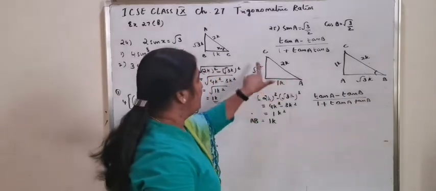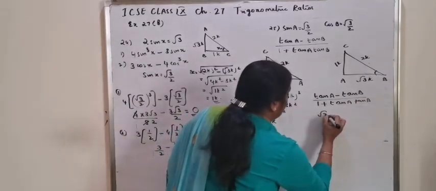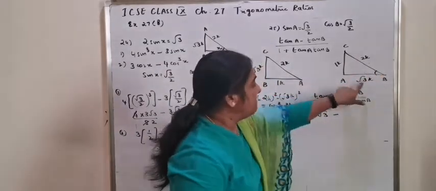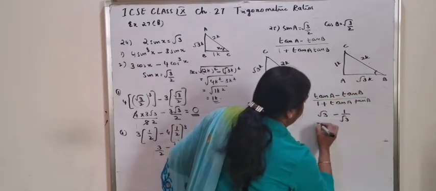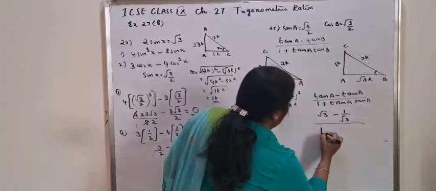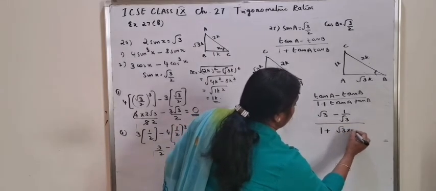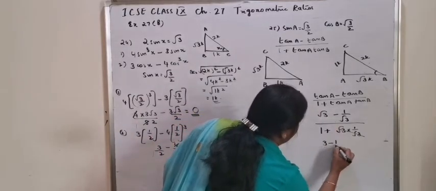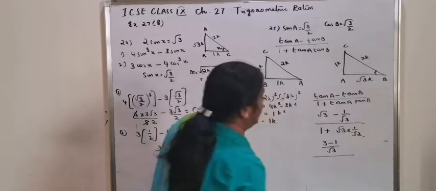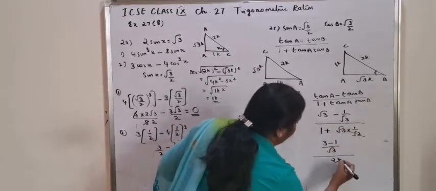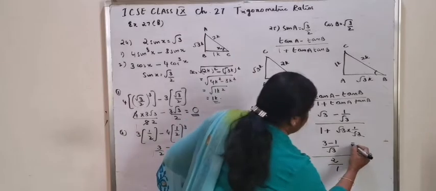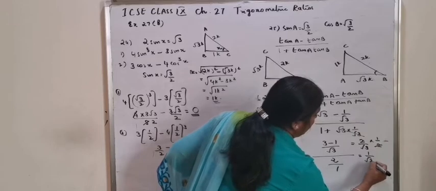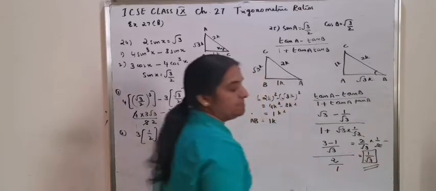Tan A value will be root 3 by 1, or root 3, minus tan B. Tan B will be 1 by root 3, divided by 1 plus tan A tan B. Root 3 into 1 by root 3, this gets cancelled, or by LCM, 3 minus 1 by root 3 divided by 1 plus 1, 2. 2 means 2 by 1, which is the same as 2 by root 3 into 1 by 2, or 1 by root 3. So the answer is 1 by root 3.